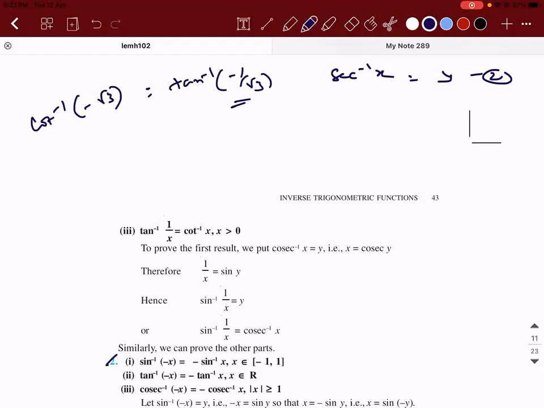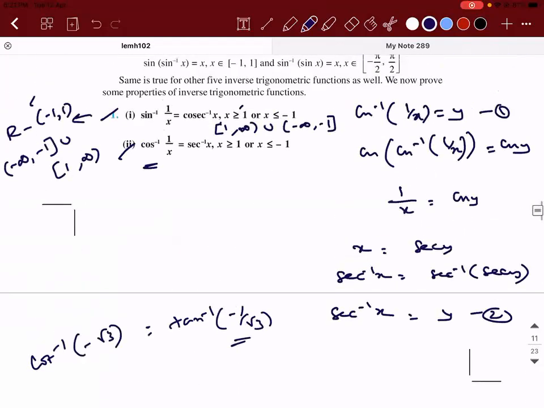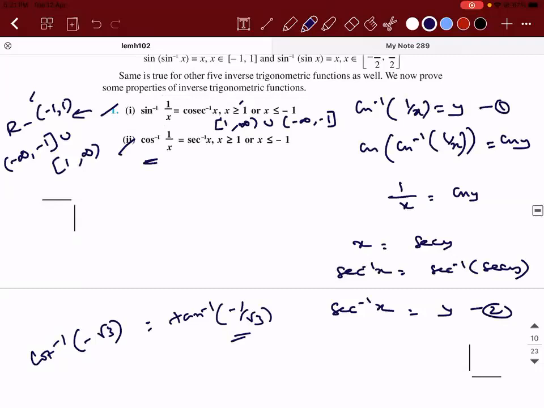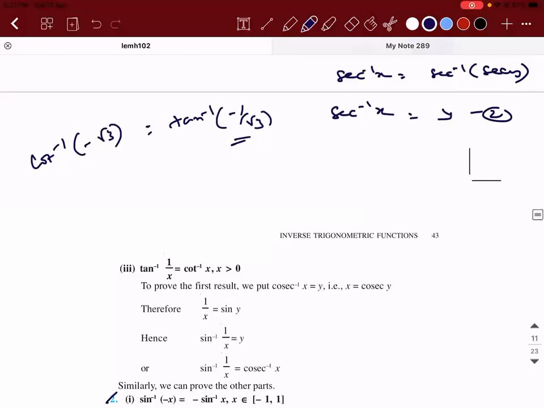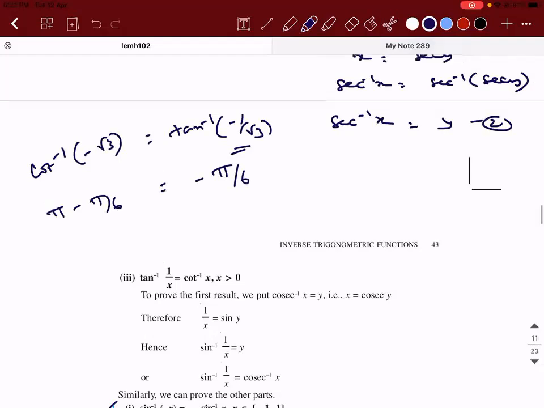Oh, wait. That's right. Actually, I'm sorry, it was my mistake. That's right only. Because tan inverse of minus 1 by root 3, what will you get? Tan inverse of minus 1 by root 3 will get minus pi by 6. Whereas cot inverse of minus root 3 will give you what? Pi minus pi by 6. It is 5 pi by 6. It is not the same.